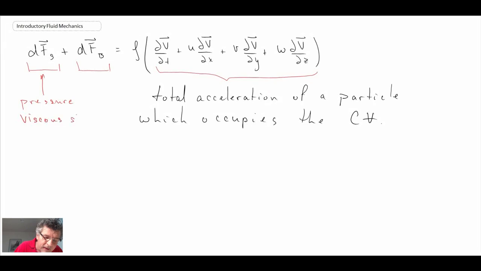So what we need to do is come up with formulations for those using the differential analysis, and that's what we're going to do in the next segment. And once we have that resolved, then we're going to come back to this equation here and plug everything together and take a look at what we end up with. So let's proceed by figuring out the surface forces in the next segment.